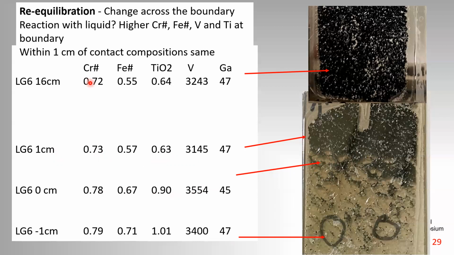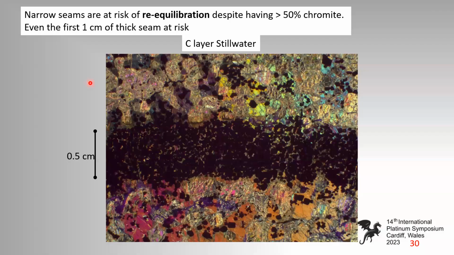So the first centimeter of your chromite seam, and that applies to the top as well, can be reacted in some way. So you have to be very careful. You may have 50% chromite in that first centimeter, but still the ions have access to the silicates around them, underneath them, or the liquid that was passing through, whatever. So the first centimeter is not a good place either. So narrow seams are at risk of re-equilibration despite having greater than 50% chromite.